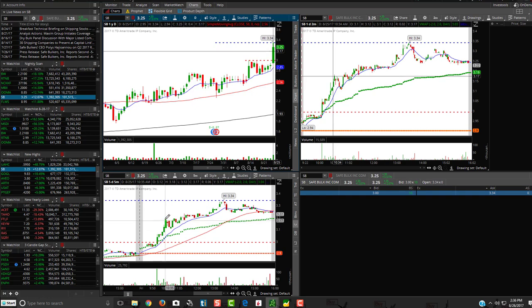That's why I like the 13 EMA a lot, is that it's very easy to ride. And you can see the further away price gets from it, it wants to move back. So that's why I really like that 13 exponential moving average. So SB, definitely put that on the watch list.